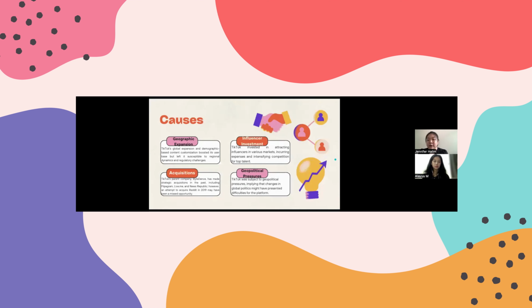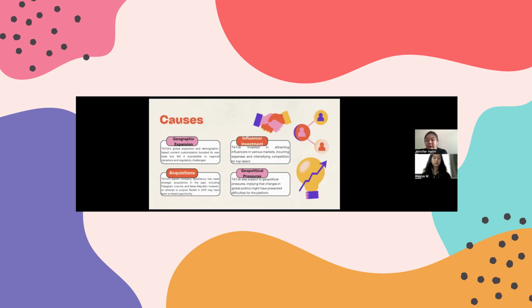There are causes to the problems. First is geographic expansion. Although TikTok was successful in increasing its user base through the strategy of going global and tailoring content based on demographics and geography, it also exposed the platform to various regional dynamics and regulatory challenges. Second, influencer investment. TikTok made an investment to draw influencers to its platform in different markets, which probably resulted in expenses and rivalry for talented influencers.